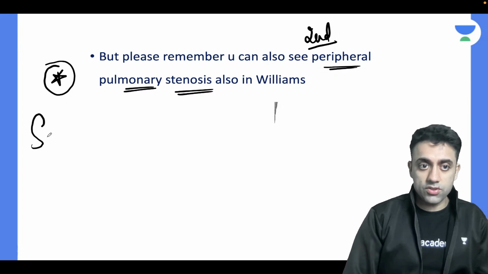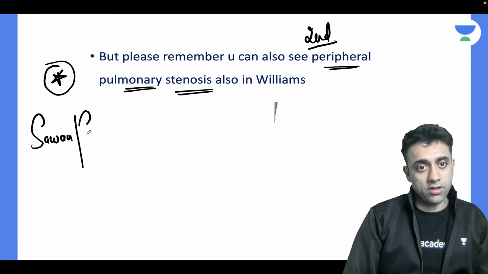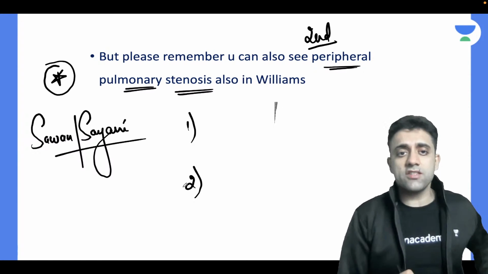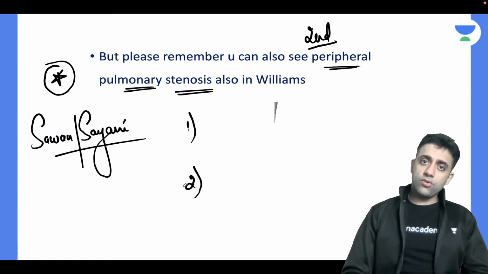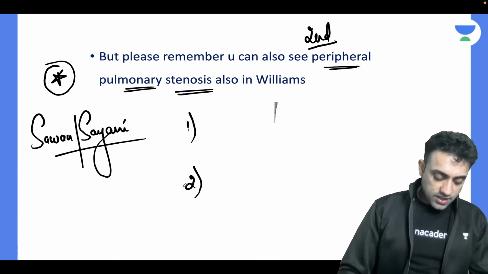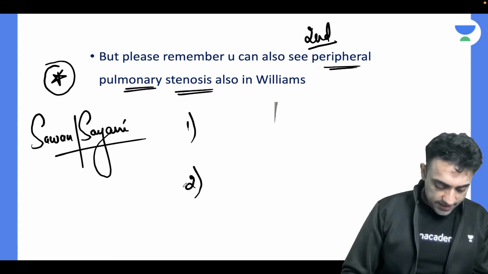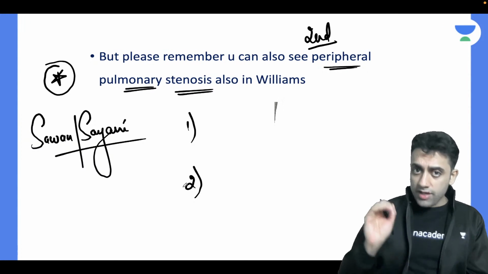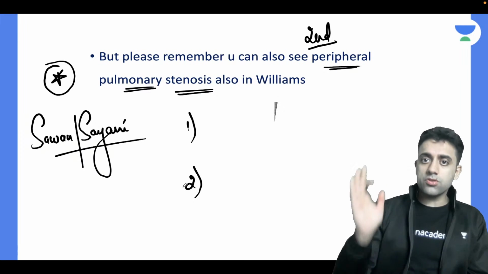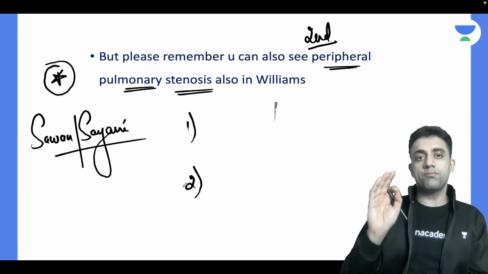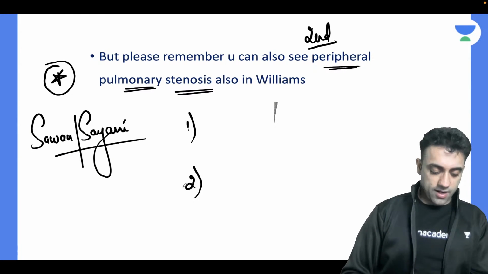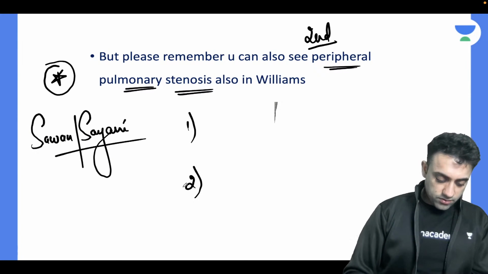The second congenital heart disease which can happen in Williams syndrome is peripheral pulmonary stenosis. So, I'll give you a chocolate if you can tell me any other syndrome with peripheral pulmonary stenosis. Other than Williams syndrome, do we have any other syndrome where the most common congenital heart disease is pulmonary stenosis? I will be impressed if you can tell me. So tell me. Yes, okay.